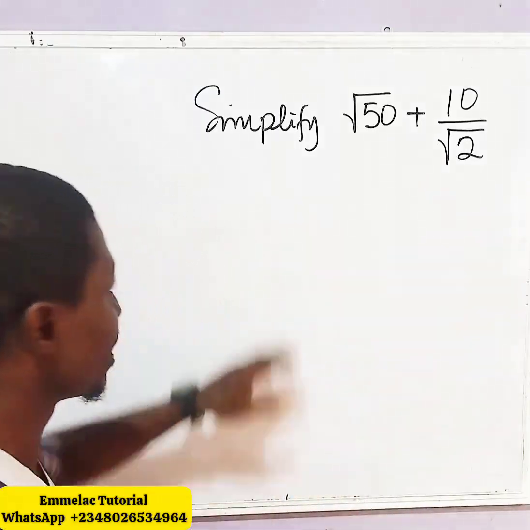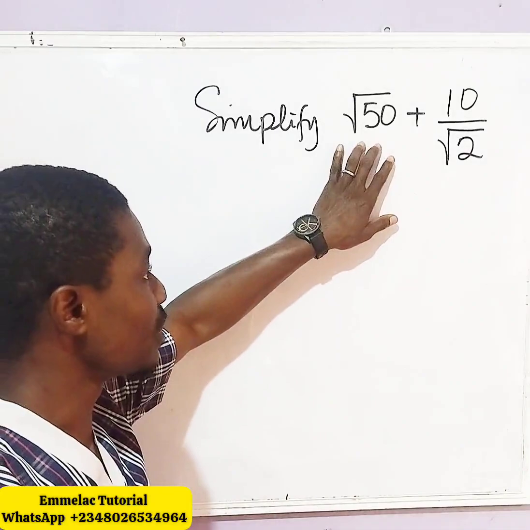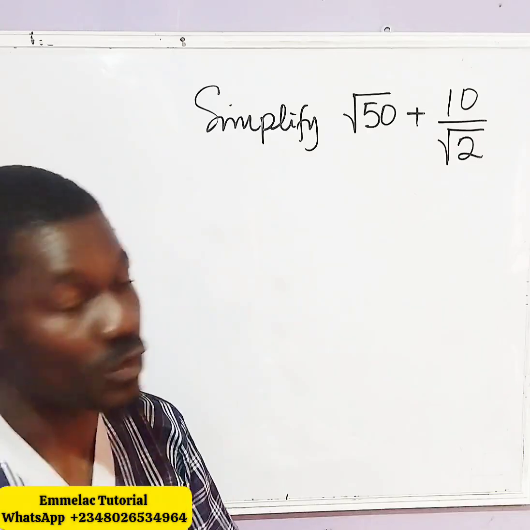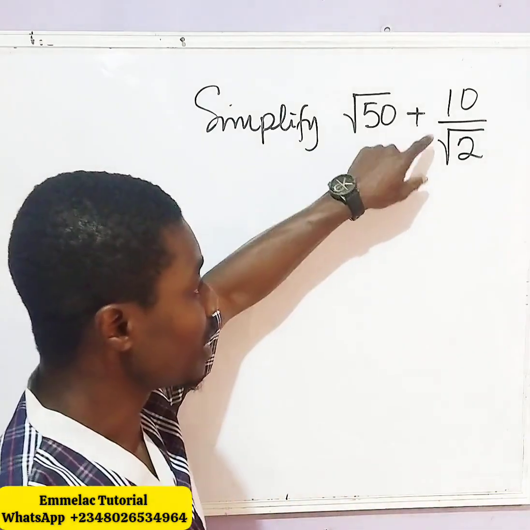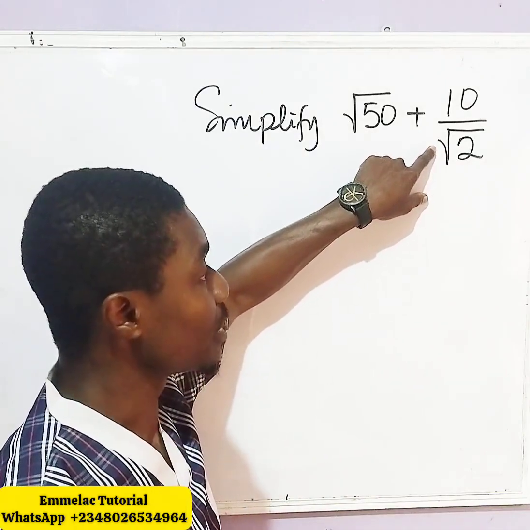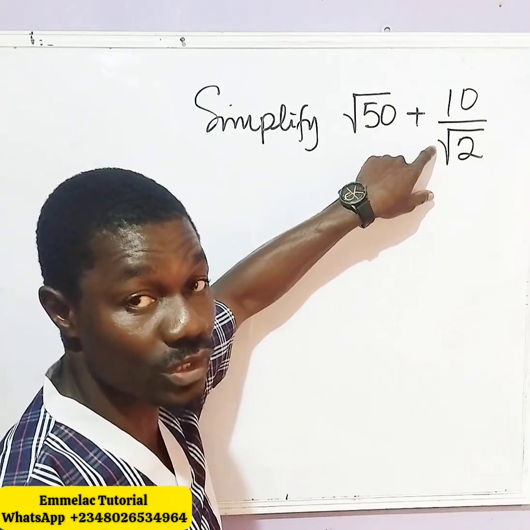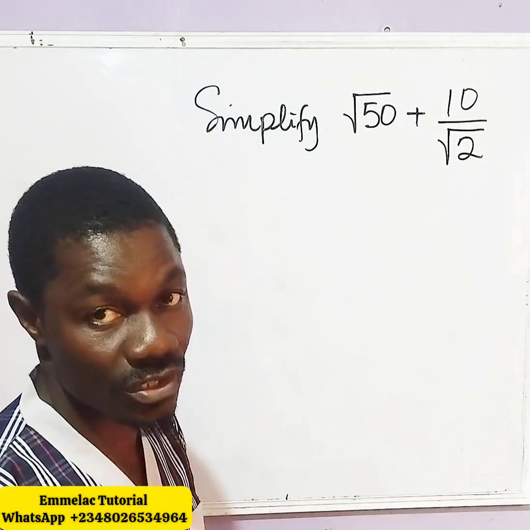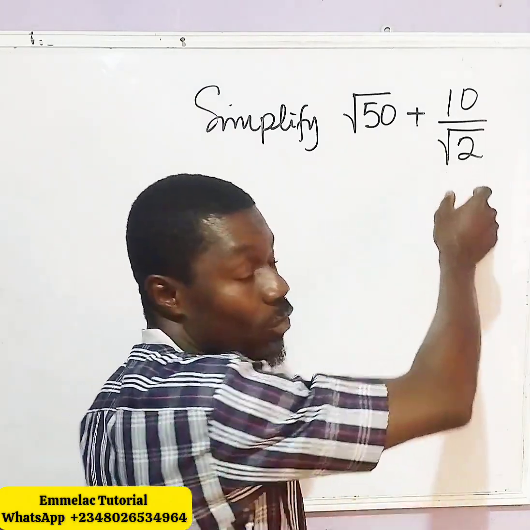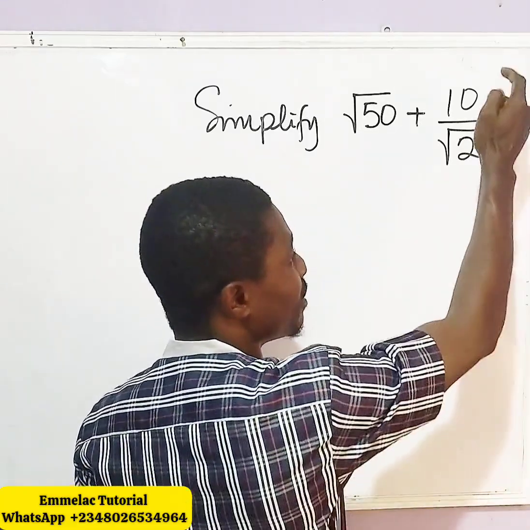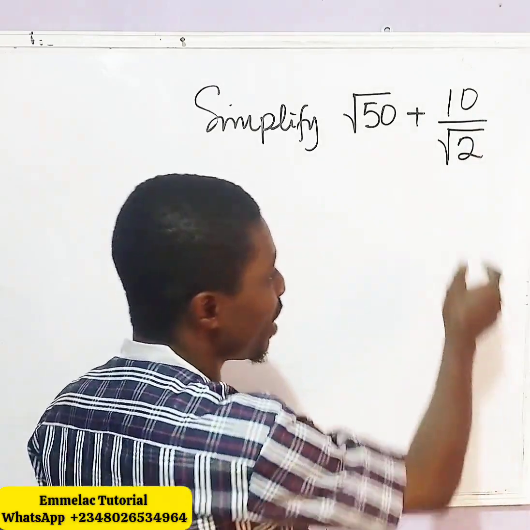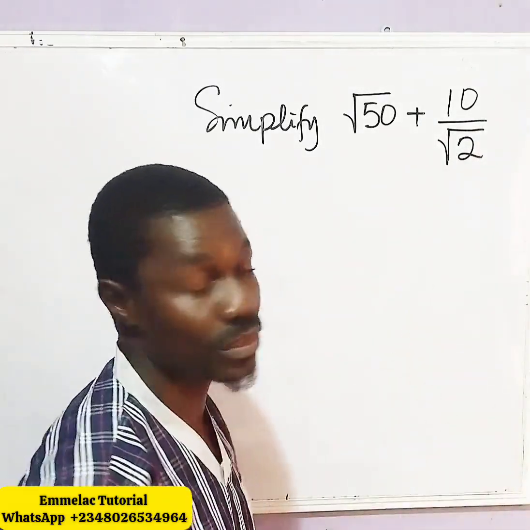Alright, let's get started. Now here we have the square root of 50 plus 10 all over the square root of 2. First of all, whenever you see a question, especially in surd form or radical form like this, the first thing you need to do is to rationalize. And what does rationalization mean? Rationalization means taking the radical which is in the denominator and multiplying it by both the numerator and the denominator, and that will help eradicate the radical from the denominator.